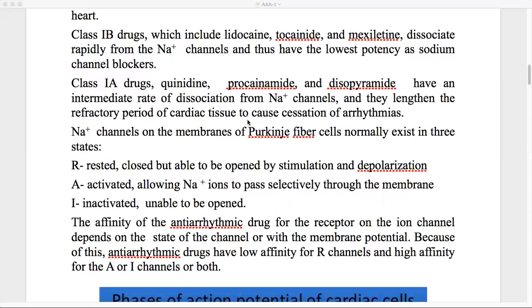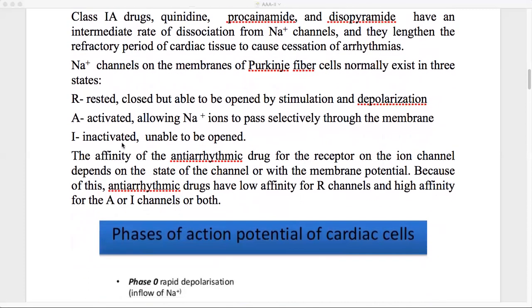Now, these drugs block the sodium channel. As we have seen with the calcium channel, any ion channel exists in different states. They are not always closed, nor always open. They exist in three different states. Here also the sodium channel exists in R, the rested state. In this state it is closed, but it can be opened by stimulation, or if there is a depolarization, at that time it will open. That is the rested state.